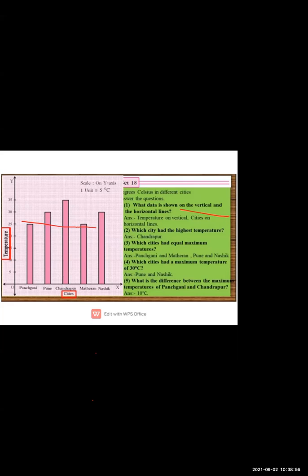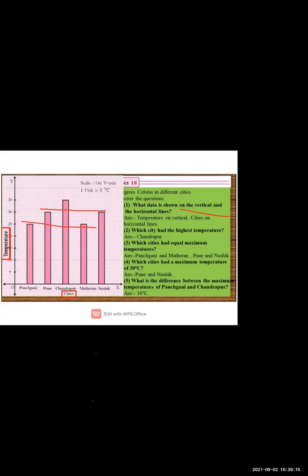So Panchgani and Matheran. And the second, if you will see here, that is Pune and Nasik. Pune is having 30 temperature and the same temperature Nasik is also having. So you got your two answers, that is Panchgani and Matheran, Pune and Nasik.